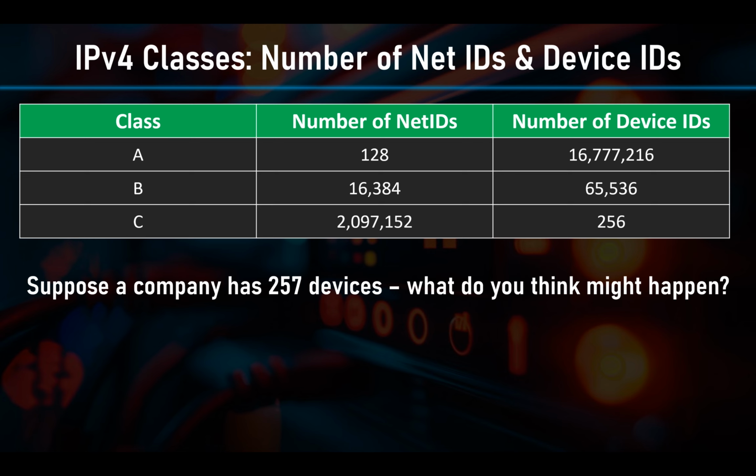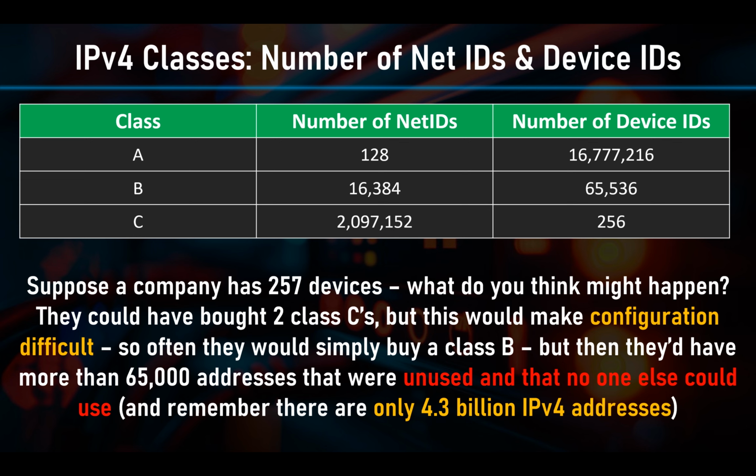There's also a problem. Let's say a company has 257 devices. I guess there are really 2 things that can happen. Either they could buy 2 Class Cs, but this makes configuration difficult because you have to ensure that a device on one of the networks is able to communicate with a device on the other network. If you've got, say, some file server, you've got to set up the permissions so that it allows connections from both networks, etc. So that's going to be a bit tricky, setting up that configuration.